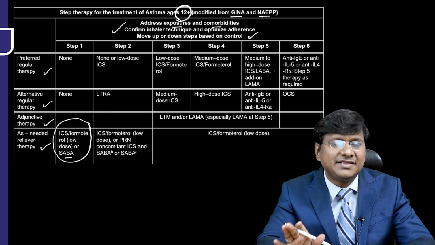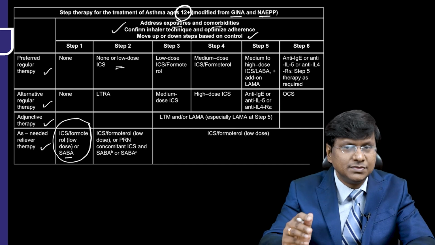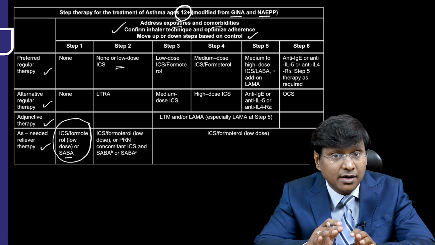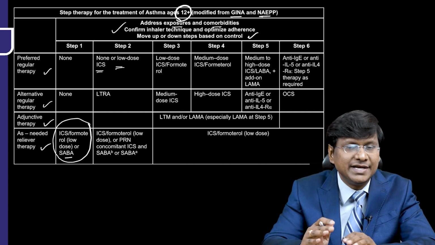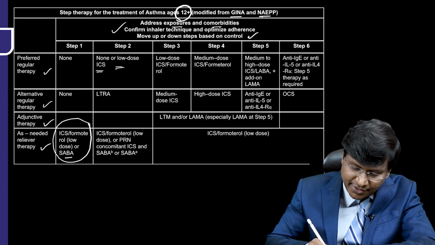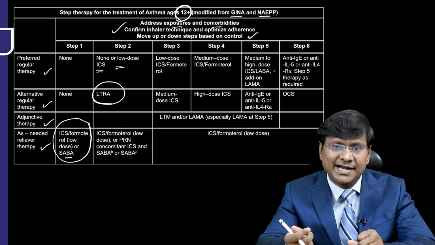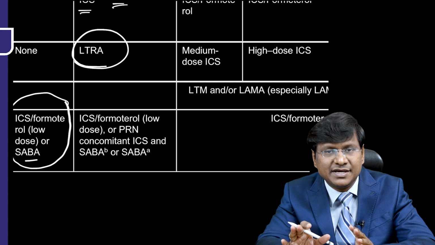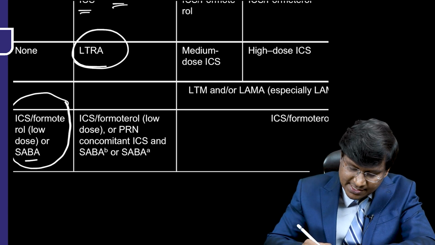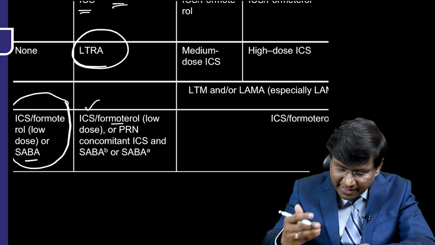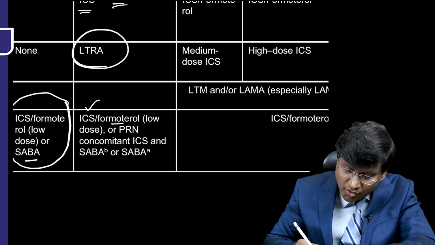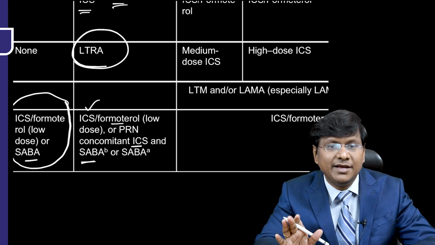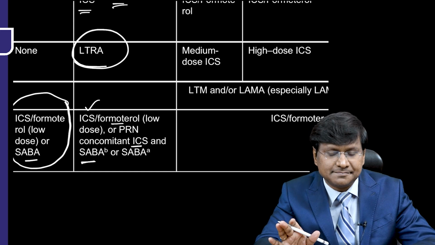So only reliever therapy is required in step 1, whereas in step 2, usually they don't prefer regular therapy, or you can add low-dose inhaled corticosteroids. The alternative therapy will be a leukotriene receptor antagonist. Reliever therapy is required whenever there are exacerbations, that is inhaled corticosteroids or formoterol, or concomitant inhaled corticosteroids and short-acting beta agonists should be added. So this will be your step 2 therapy.